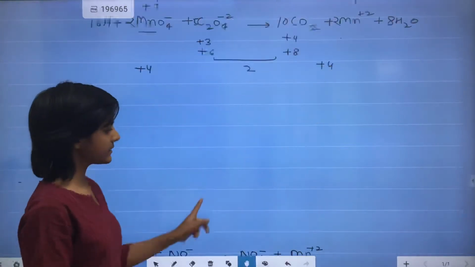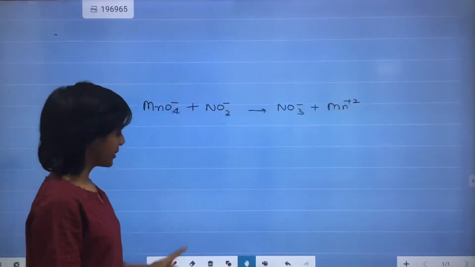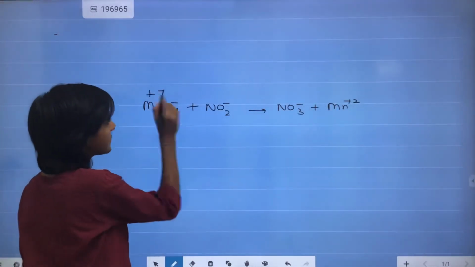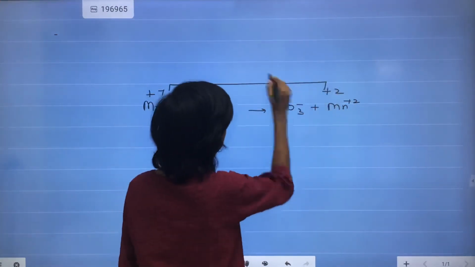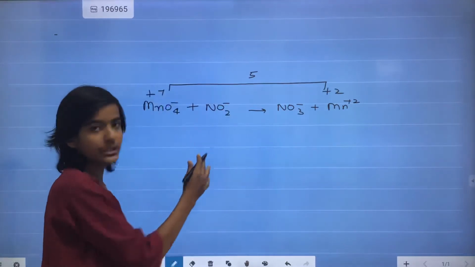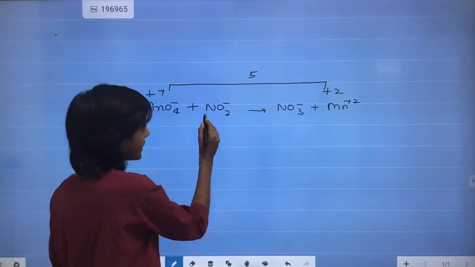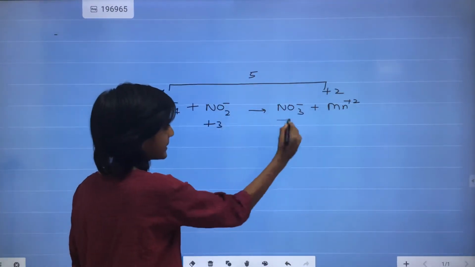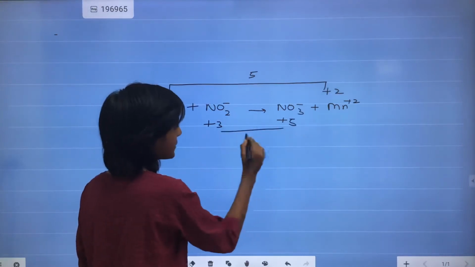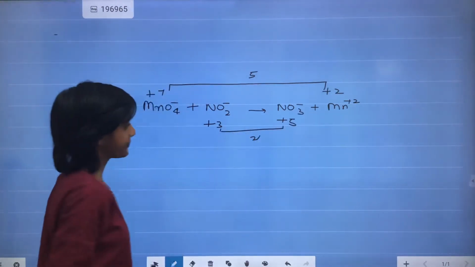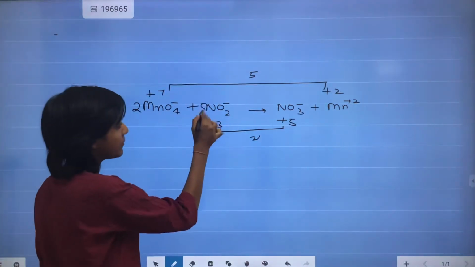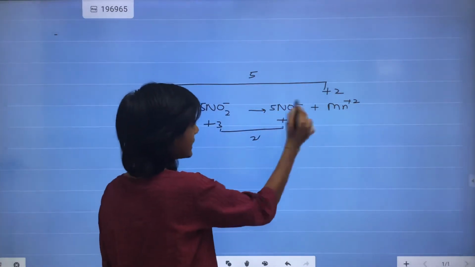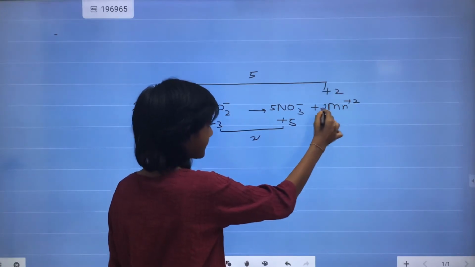The next is this. The oxidation state of Mn is +7 and here it is +2. So there is a difference of 5, and here the oxidation state of nitrogen is +3 and here it is +5. So there is a difference of 2. Means 2 moles of MnO4 minus oxidizes 5 moles of NO2 minus in acidic medium.